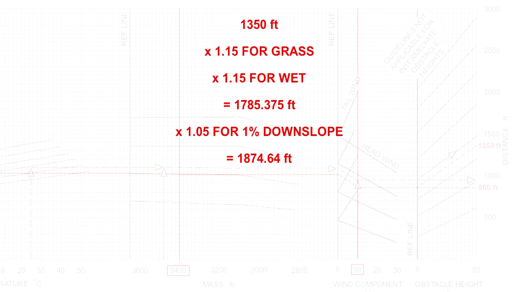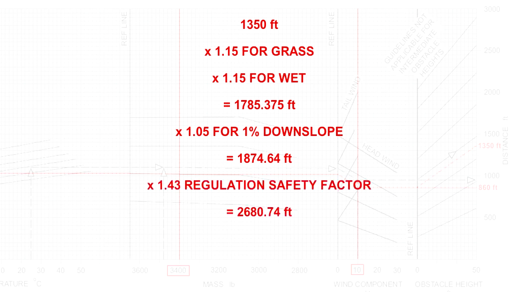This now makes the total gross landing distance 1,874.64 feet. To comply with the regulations, you may recall that the landing distance must be within at least 70% of the available distances at the airfield. Therefore, multiply 1,874.64 feet by 1.43. This means that our landing distance available must be at least 2,680.74 feet.